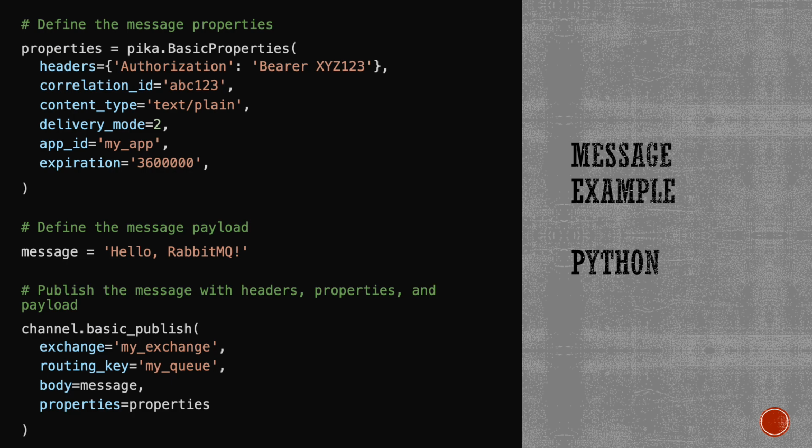In this example, we use the Pika library to establish a connection and channel with RabbitMQ. The exchange_declare method is used to declare the exchange. The pika.BasicProperties class is used to define the message properties, such as headers, correlation ID, content type, delivery mode, app ID, expiration, and more. The message variable holds the actual payload of the message. The basic_publish method is used to publish the message with the specified exchange, routing key, body, payload, and properties. This code example demonstrates how to include headers, properties, and payload with a message in RabbitMQ using Python and the Pika library. Note, make sure to install the Pika library by running pip install pika before executing the code.